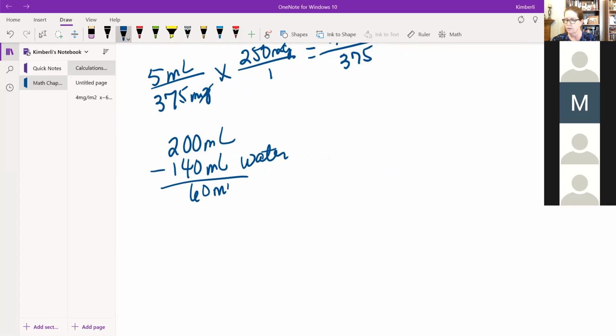So 60 milliliters is my powder volume. Now, does it weigh 60 grams? Probably not. I don't know how much it weighs because all the weights are different based on density. Okay, so let's look at my little graduated cylinder. And 140, I don't know how well you can see this.